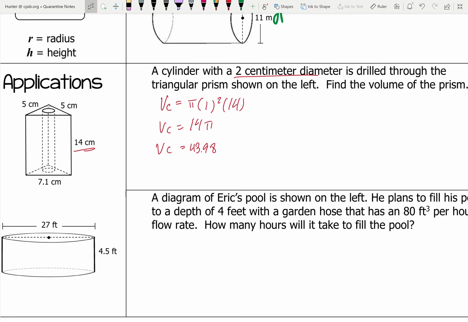So for the triangular prism, what I want to do is I want to find the area of these triangles, okay? And I know the area of a triangle. It's just 1/2 base times height. And look at that, my base and my height are the same. So this is 1/2 times 5 times 5. So this is just 12.5 centimeters squared.